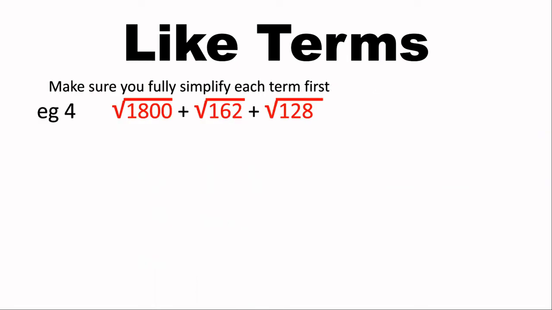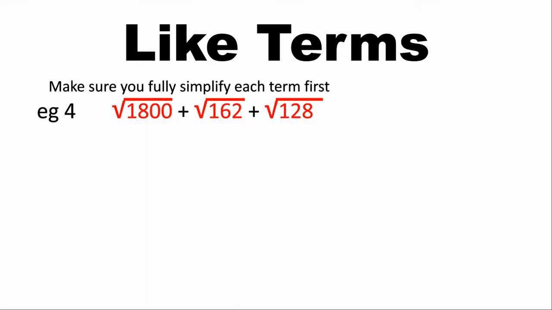In this next example, just make sure that you're going about this the best and easiest way possible. When you simplify these surd terms, make sure you simplify them fully. That is, look for the highest squared factor that you can divide each of these terms by. Let me just show you how you might mistakenly do this.